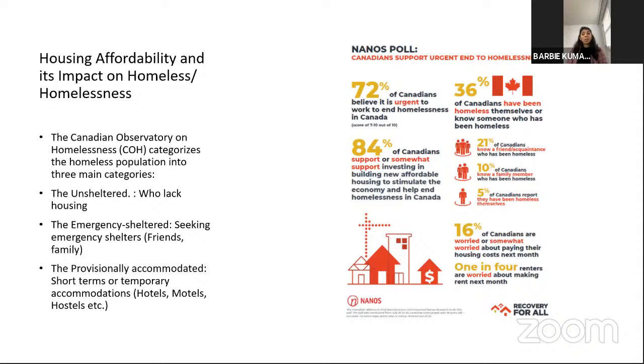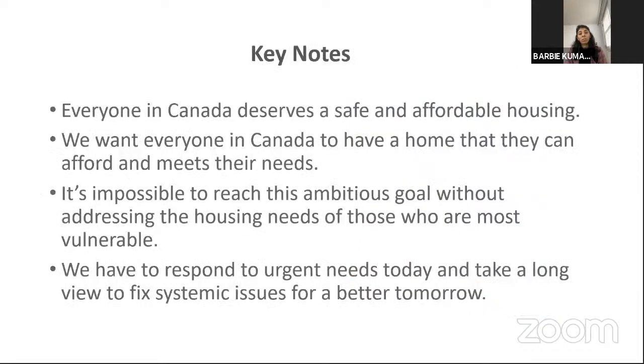The Canadian Observatory on Homelessness categorizes the homeless population into three main categories: unsheltered, emergency sheltered, and provisionally accommodated. So these were the three categories which were impacted badly, and the government took some measures to control this. And now Janit will be sharing some keynotes and recommendations for the research done.